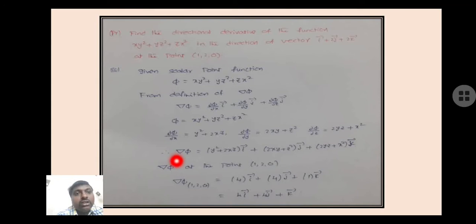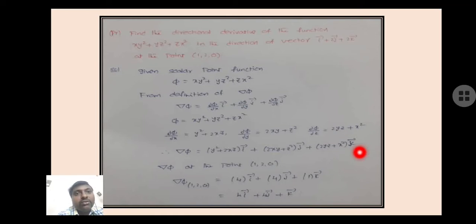Now I replace the partial derivatives in the definition. Now I am writing del phi. Del phi is equal to (y square plus 2xz) i bar plus (2xy plus z square) j bar plus (2yz plus x square) k bar. So this is nothing but the gradient of the scalar point function that was given.